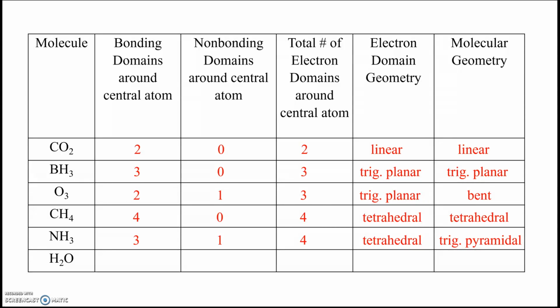The last one we look at is water. 2 domains bonding around the central oxygen atom, and now we have 2 sets of non-bonding electrons for a total of 4. Because it's 4, the electron domain geometry is tetrahedral, but the molecular geometry again does not take into account the electron domains. It takes into account merely the atoms that are present. The atoms that are present, just 2 hydrogens and an oxygen, that's going to be bent.